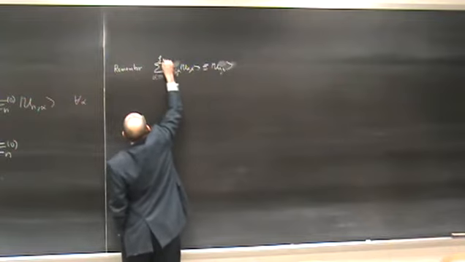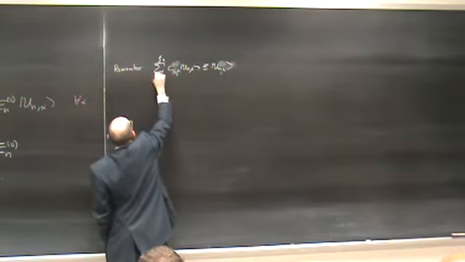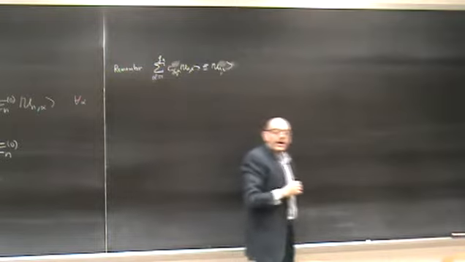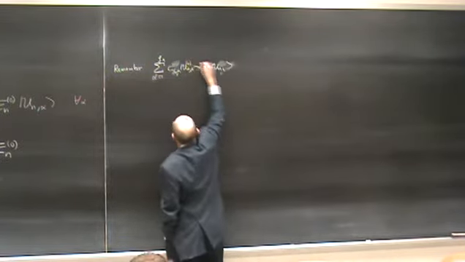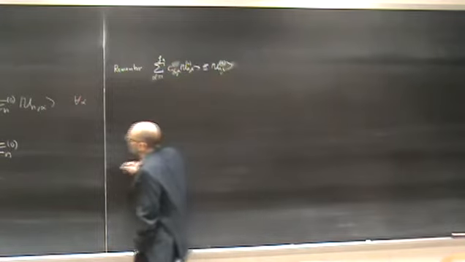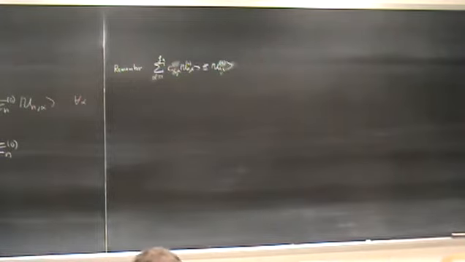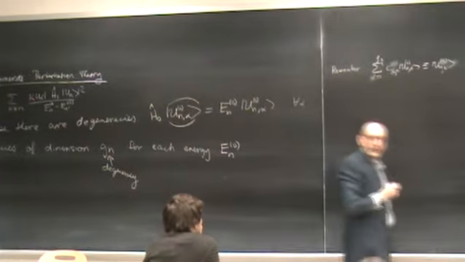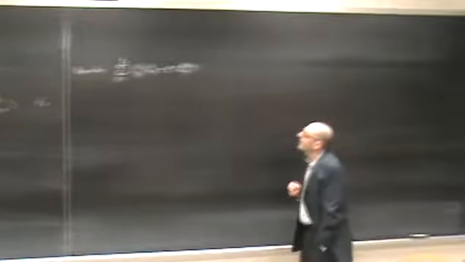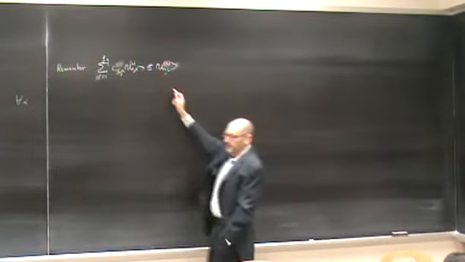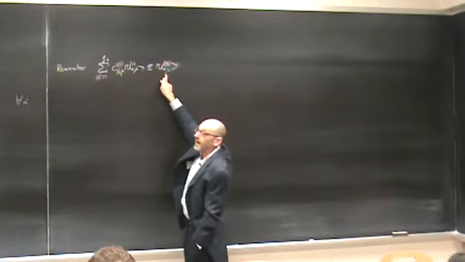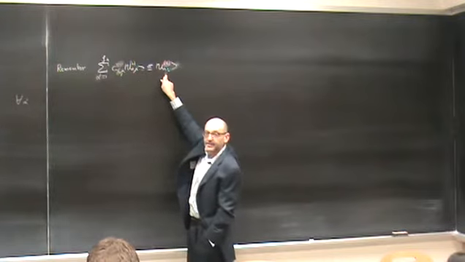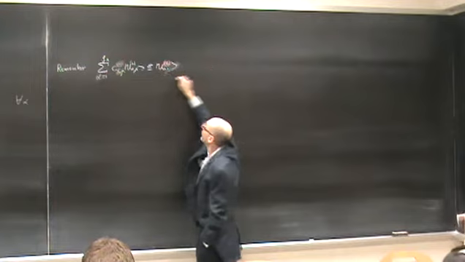If I take any superposition of the zeroth order, I should label them as such. These are zeroth order eigenstates of the H0. If I take any superposition of these, this is also an eigenstate with exactly the same energy eigenvalue, right?